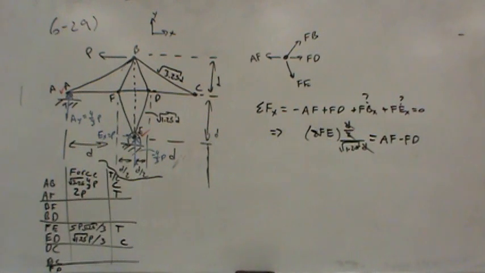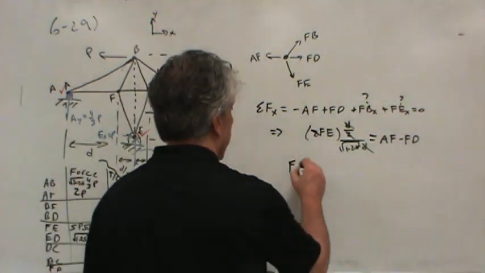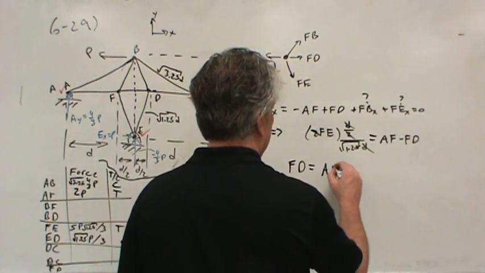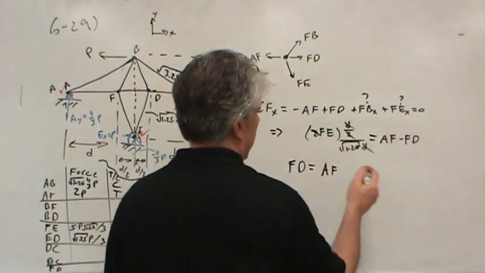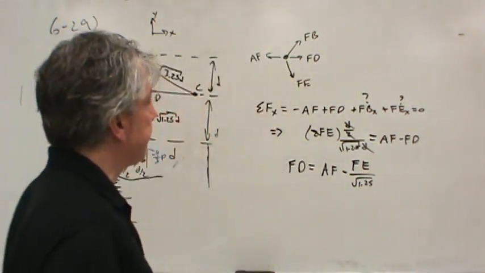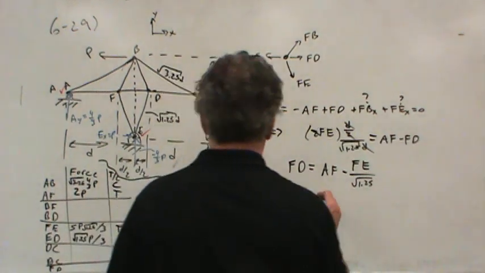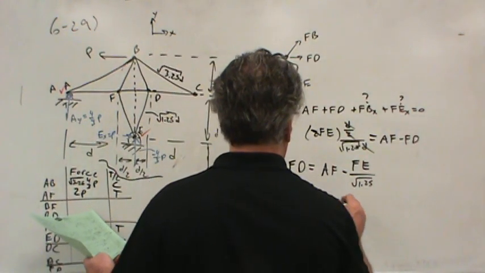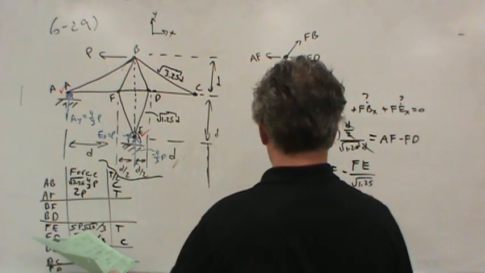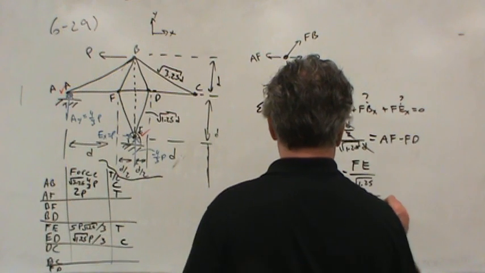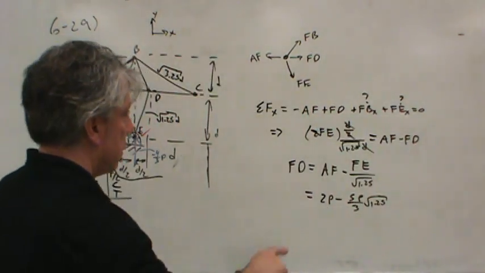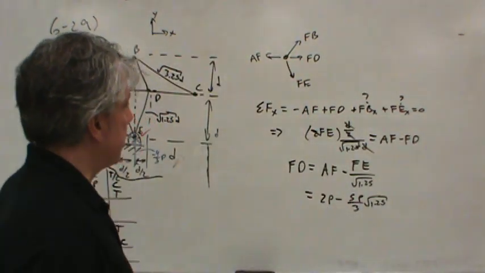So now I've got all 9 members. So FD is what I want. So FD would be equal to, just pulling this to the other side, then take this term to the other side, AF minus FE over root 1.25. There. And so AF is 2P in tension, FE is 5P over 3 root 1.25, it's in tension. Now the negative sign just comes from the equation. I assumed FD, or FE, I assumed it was in the positive direction. Okay.